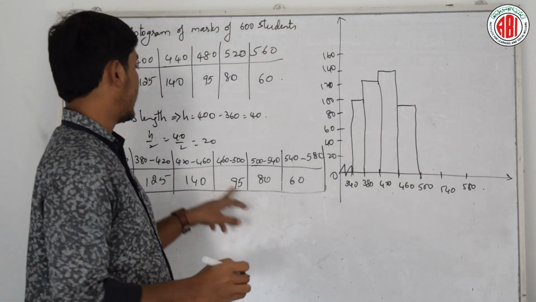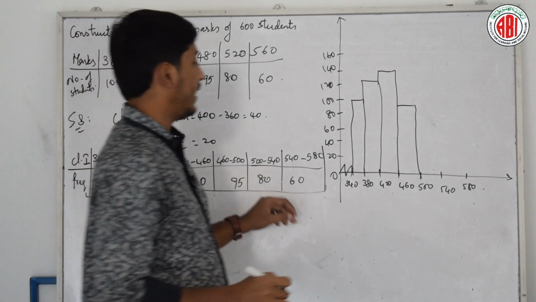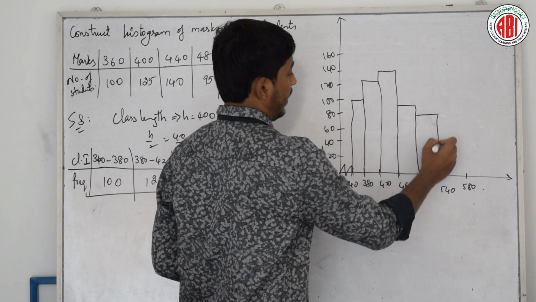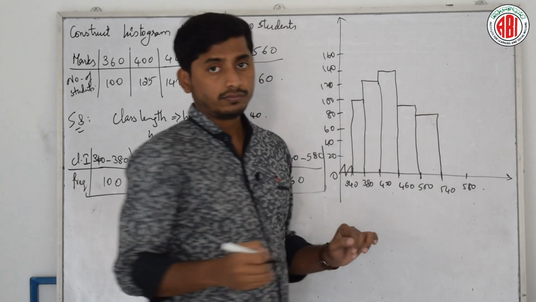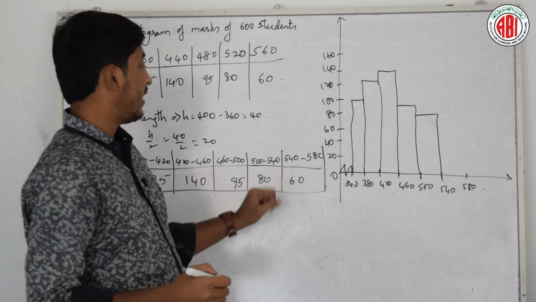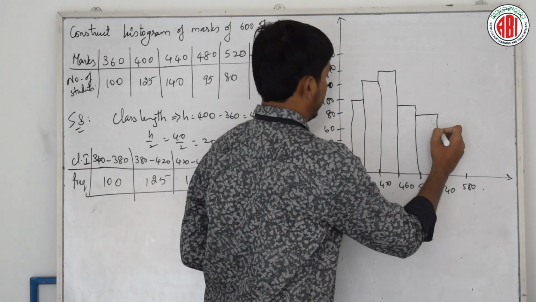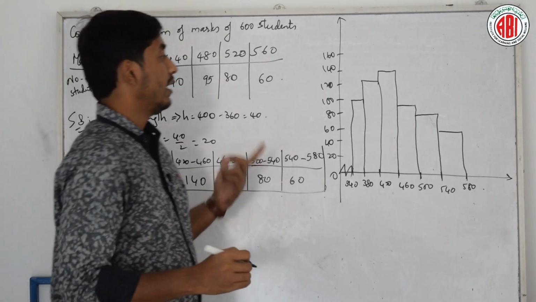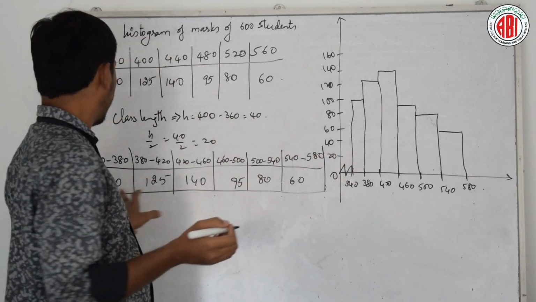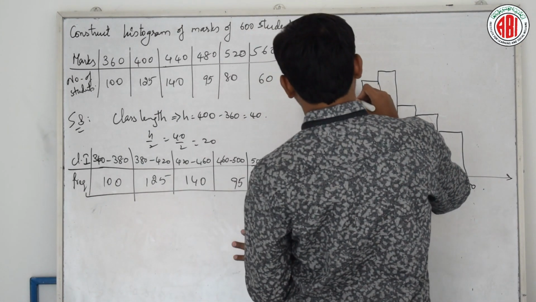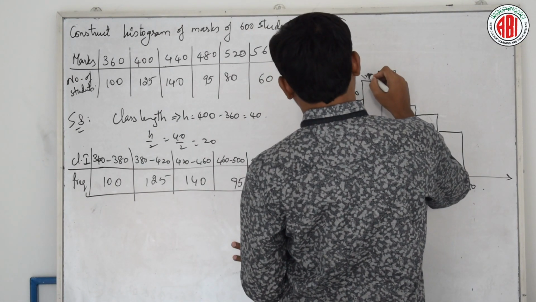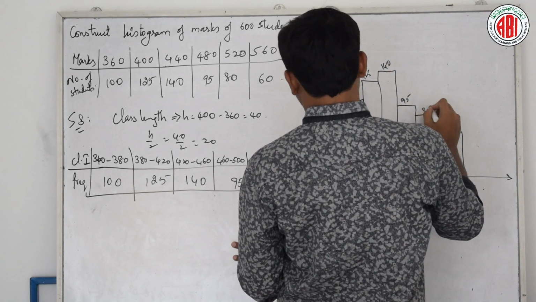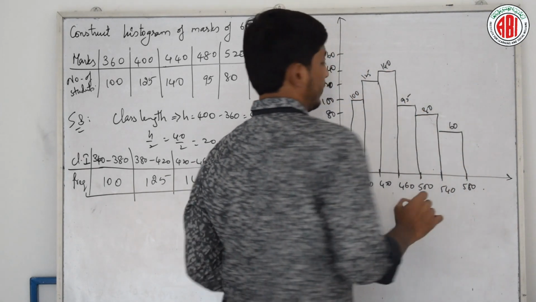Fine. Next, 500 to 540 is 80. And the next 540 to 580 is 60. Where is it? Here it is 60. Clear? Did you understand? If you want it to be more clear, write the numbers on the bars: 100, 125, 140, 95, 80 and 60.